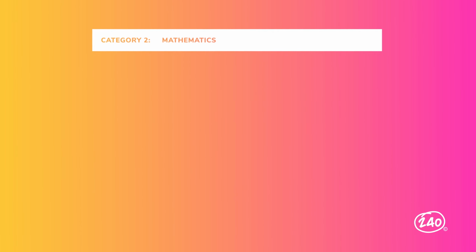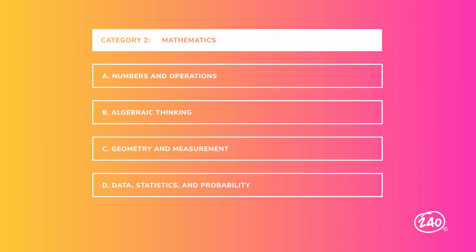All right, but now we've got to move on to math. The test specifications for mathematics fall under numbers and operations, algebraic thinking, geometry and measurement, data, statistics, and probability. And I know what you're thinking. Did I just hear algebra? Yes, it's because I said it.